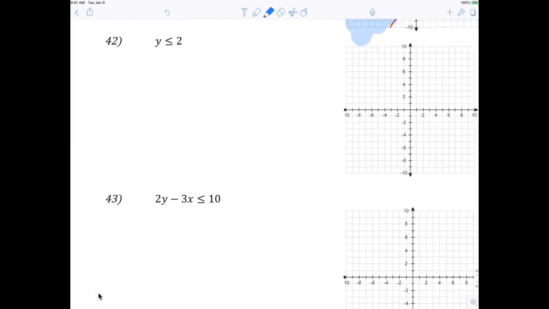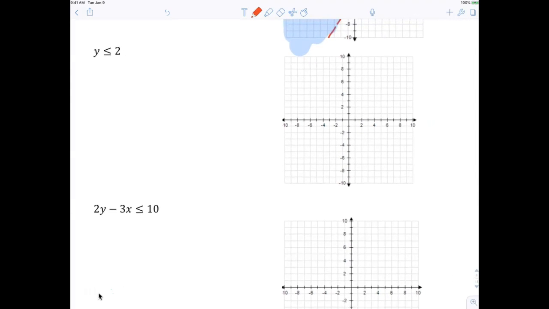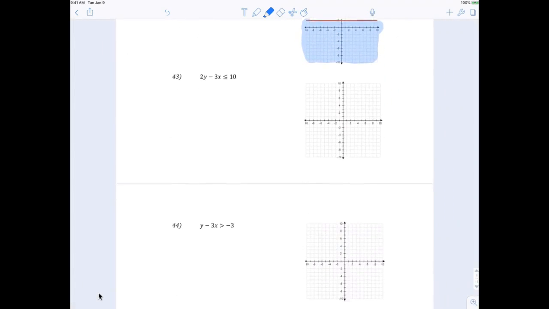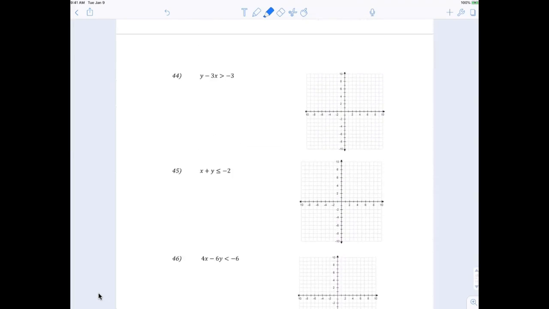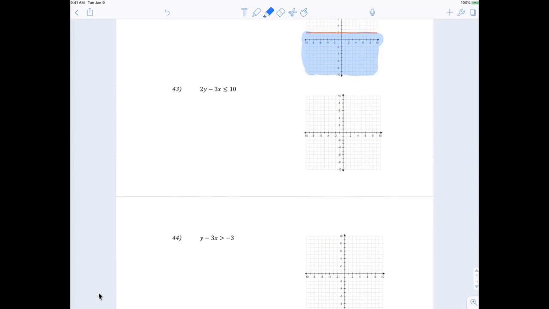Gavin, what am I doing for number 42? Okay, so you go to 2 on the y-axis and you plot a point, and then it's a horizontal line. Beautiful. Horizontal line at y equals 2. And then it's less than, so it's below. Yep. Now you understand why I was saying it's so simple. All right, so let me give you a few minutes here. I'm going to let you do 43 through 47. As quick as you can.